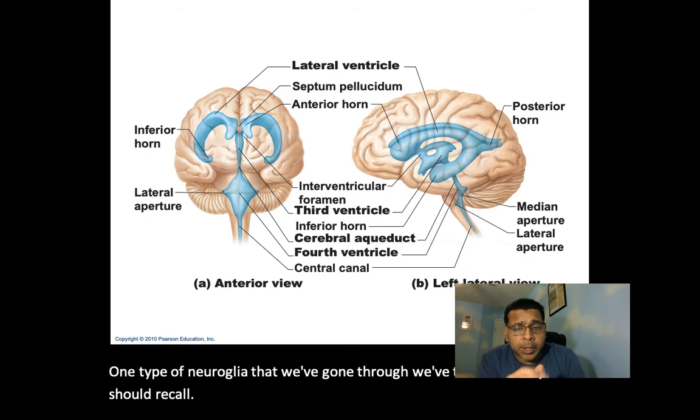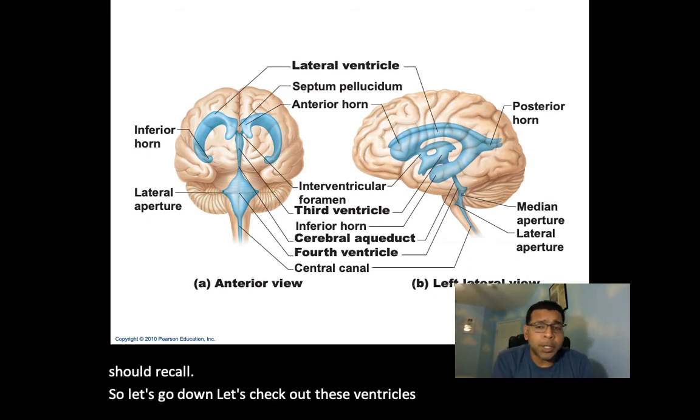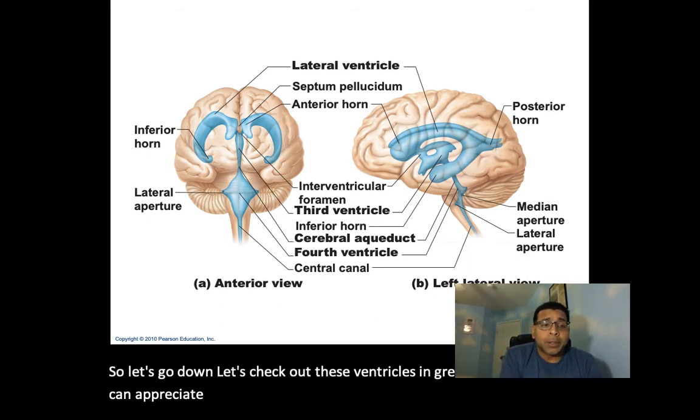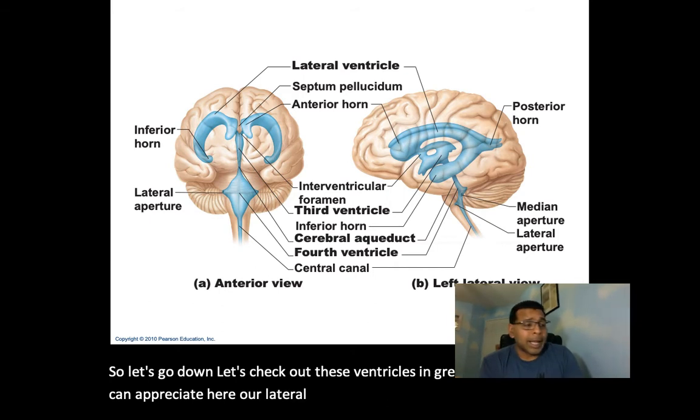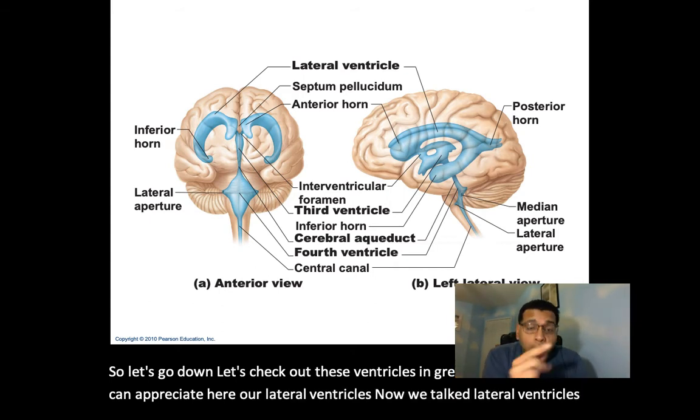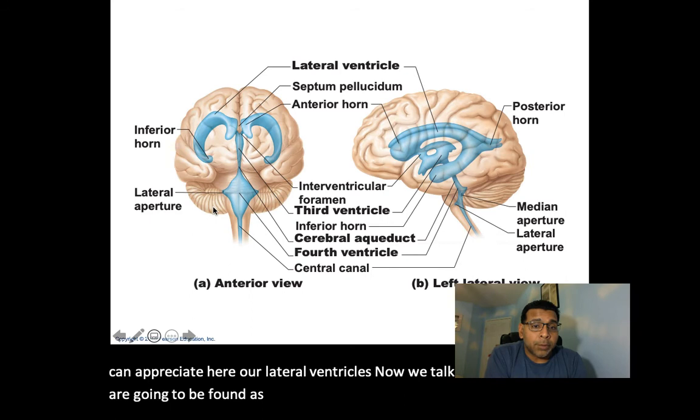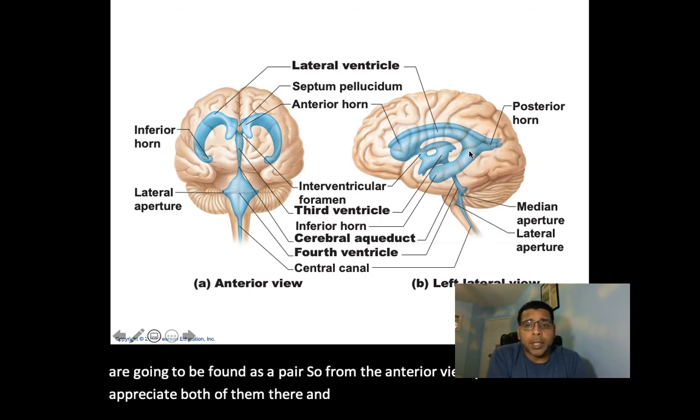So let's go through and check out these ventricles in greater detail. First, we can appreciate here our lateral ventricles. Now, when we talk lateral ventricles, the lateral ventricles are going to be found as a pair. So from the anterior view, you can appreciate both of them there. And then from the lateral view, you can appreciate both of them there as well. So they're found as a pair.